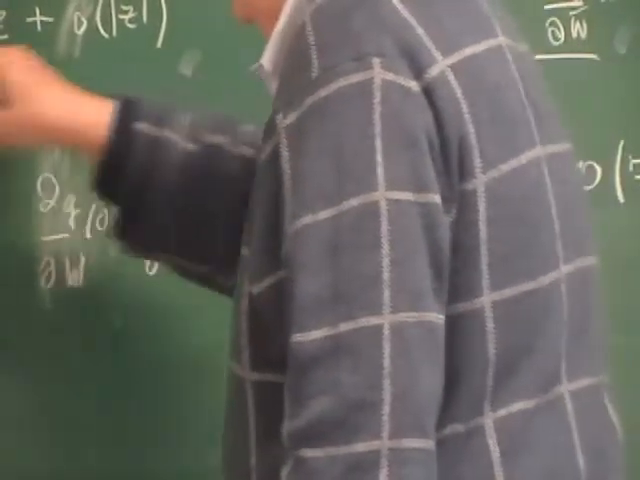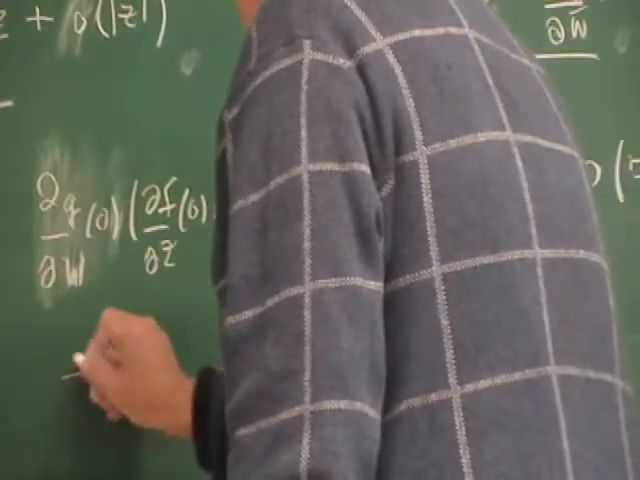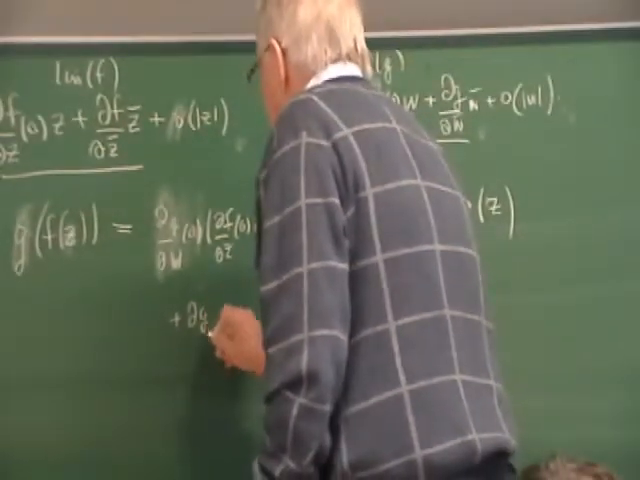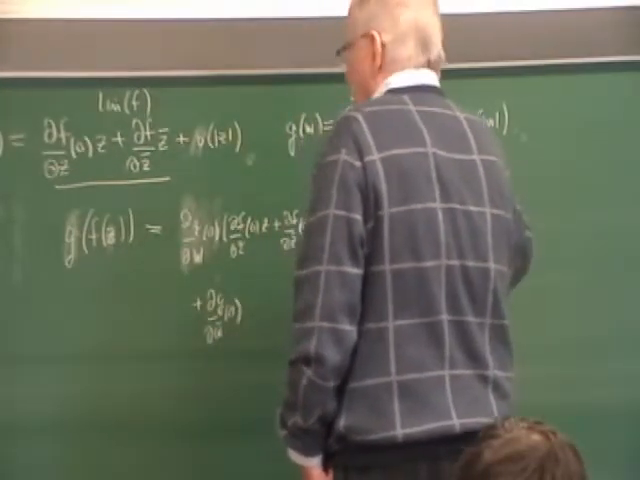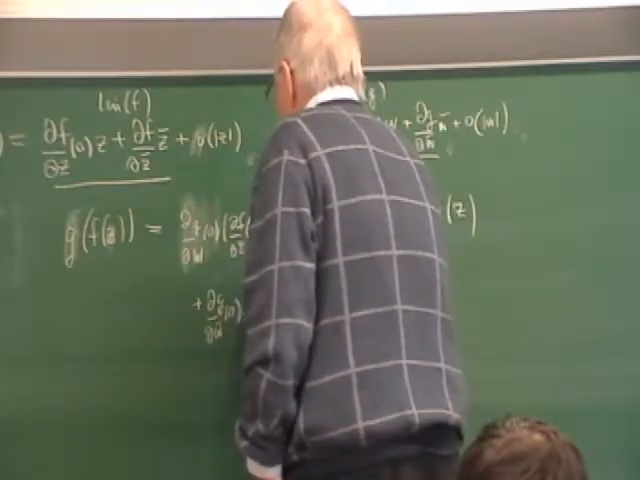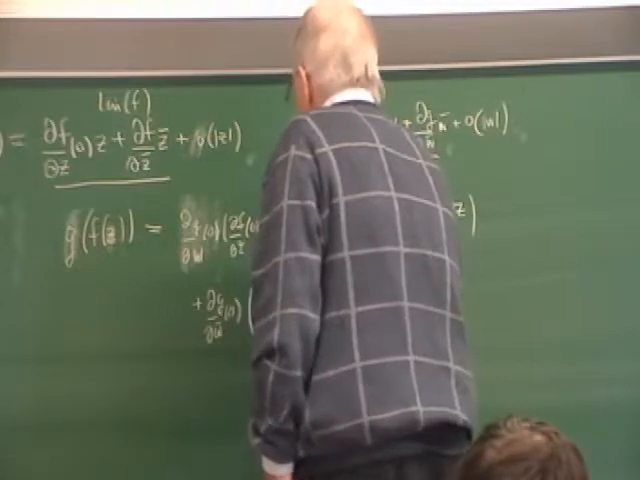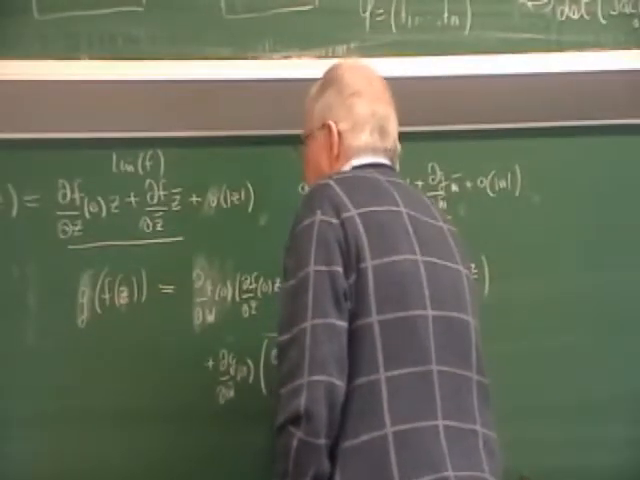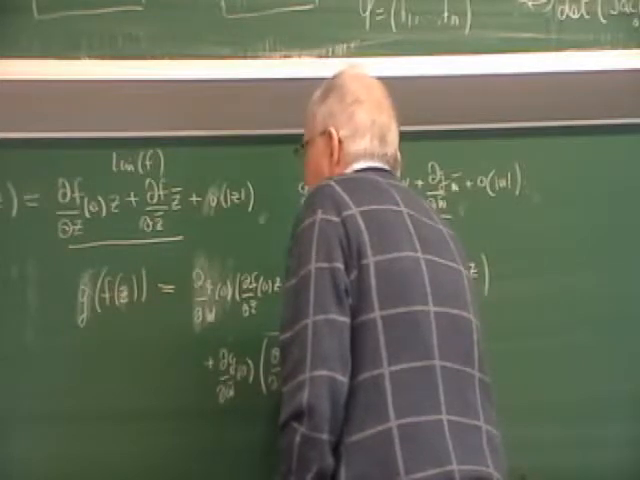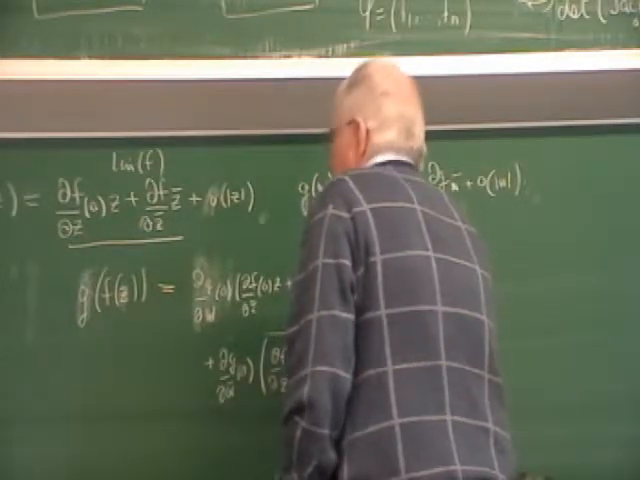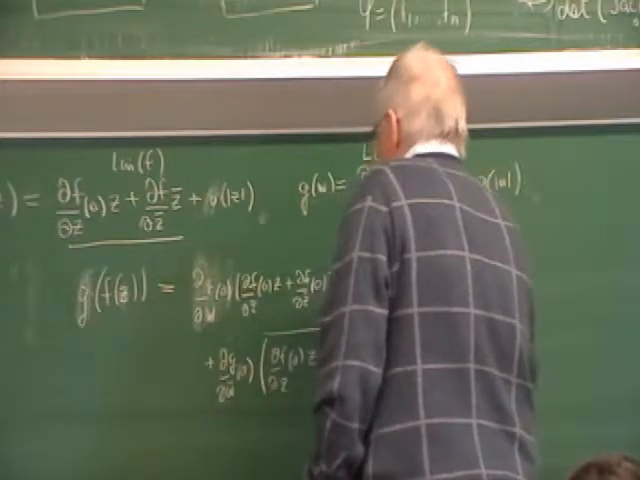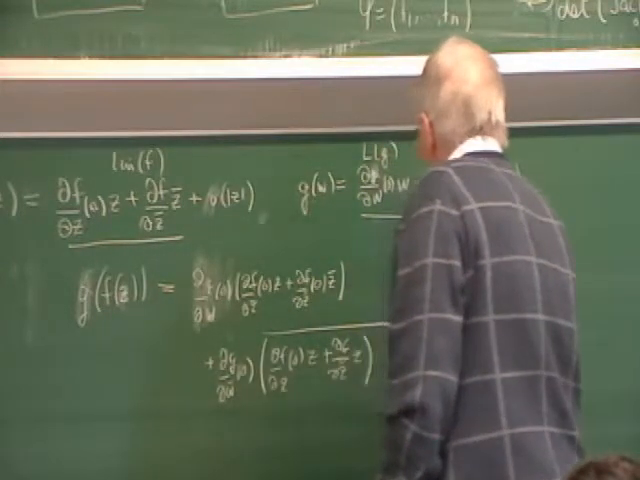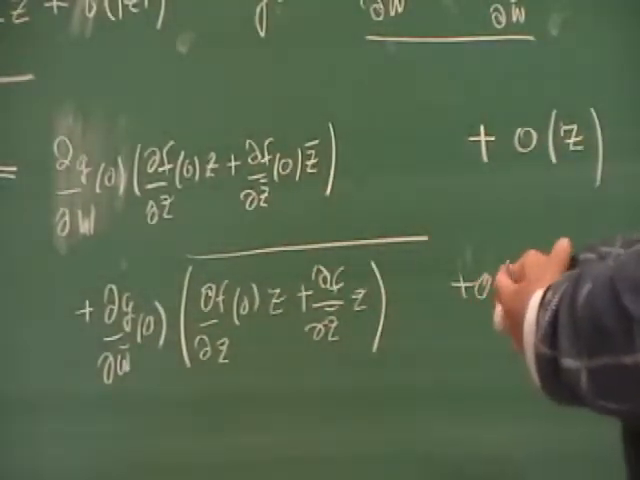And I'm putting in that, and now plus partial of G with respect to W bar at 0 times, and now what is W bar? W bar is this, so it's partial of this whole thing bar, Z, Z is 0, Z plus partial F, Z bar plus higher order term. You get it? When you compose these two maps, you compose the linear part plus jump. Right?